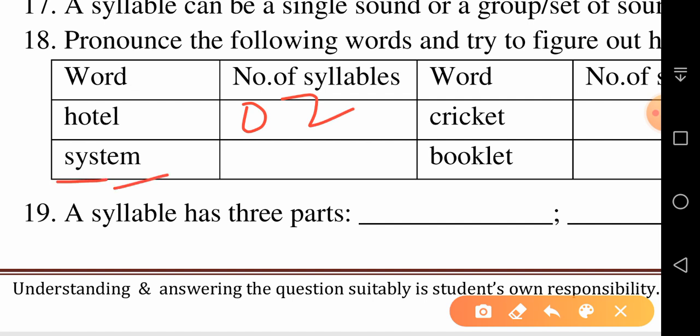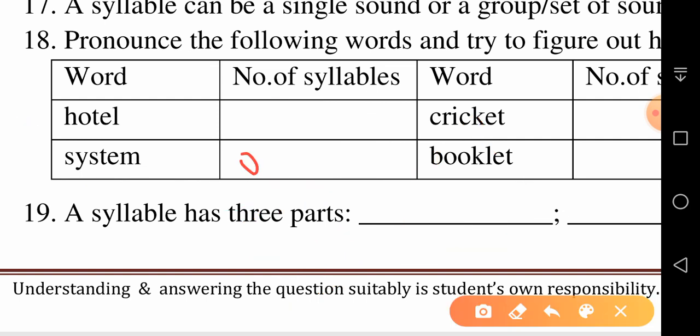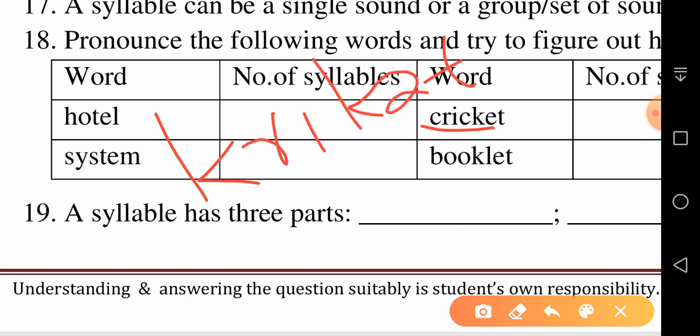Now system, let me transcribe system. It can be like this or it can be like this. So system means there are two syllables here. Okay, cricket. When we say cricket, this is schwa. This is one vowel sound and this is another vowel sound.